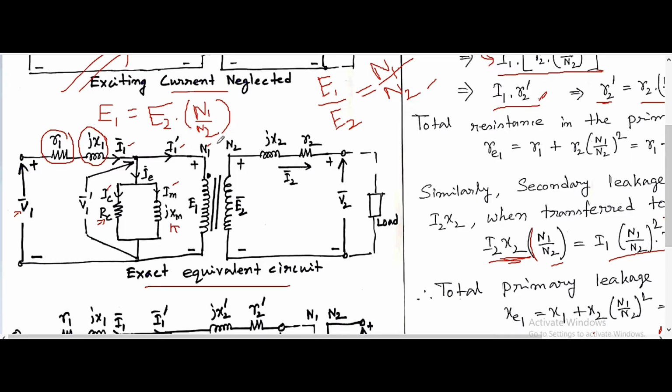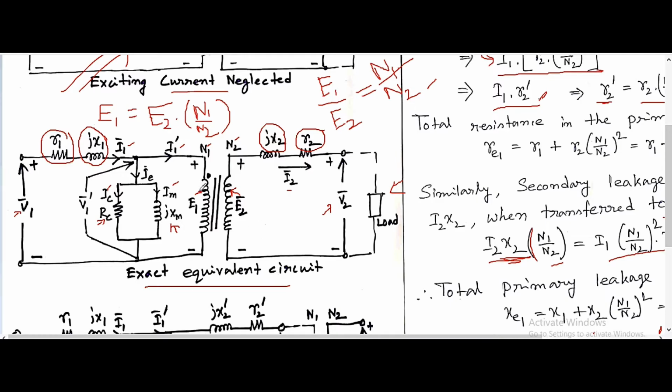N1 is the primary winding number of turns, N2 is the secondary number of turns, E1 is the induced EMF in the primary, E2 is the induced EMF in the secondary. jX2 is the secondary leakage reactance, R2 is the secondary winding resistance. I2 is the current in the secondary, V2 is the load terminal voltage, and the load is connected. So this is the exact transformer equivalent circuit.